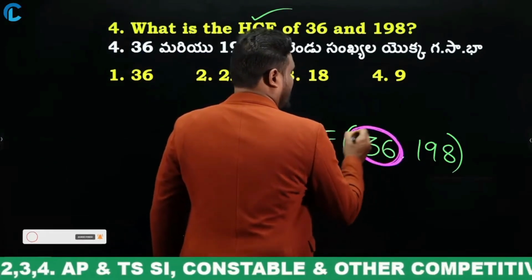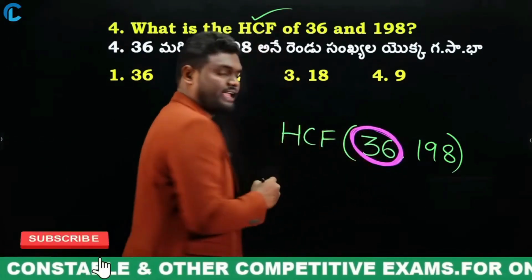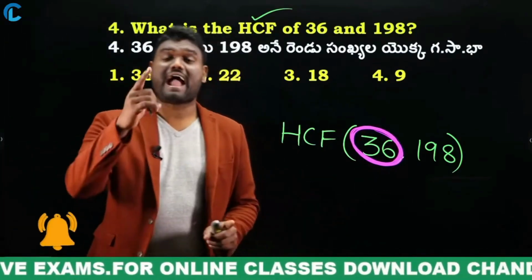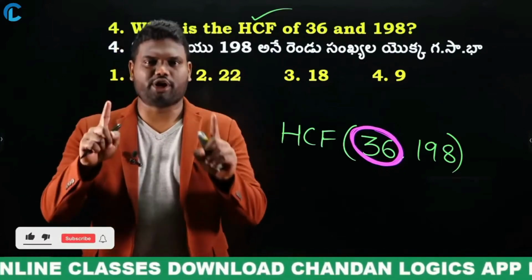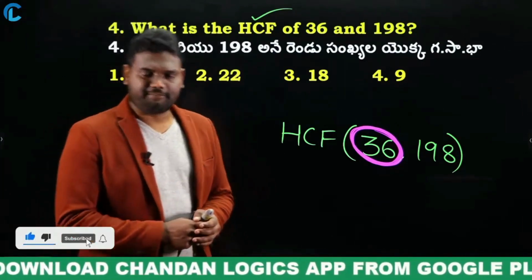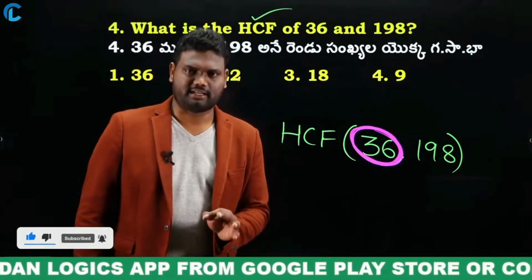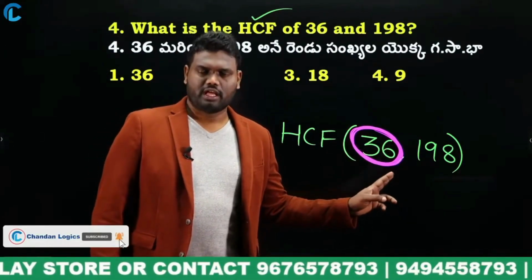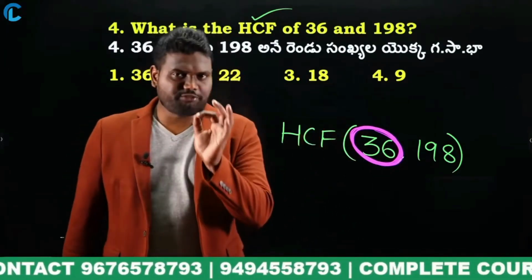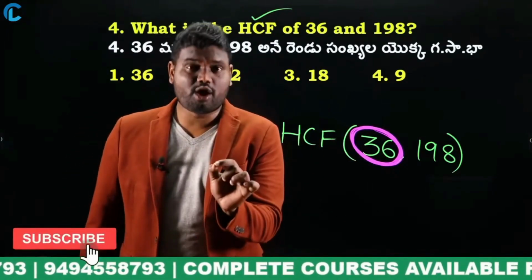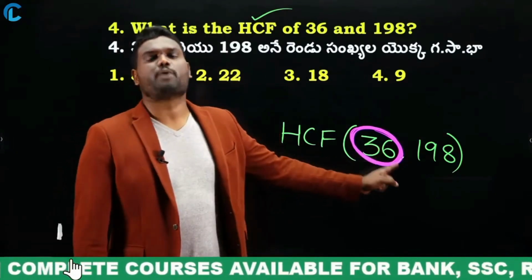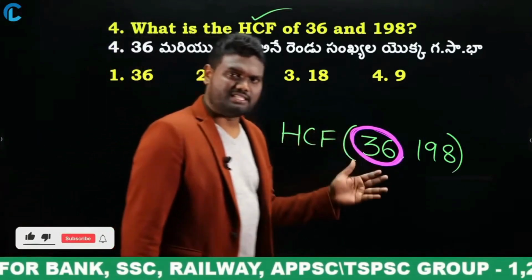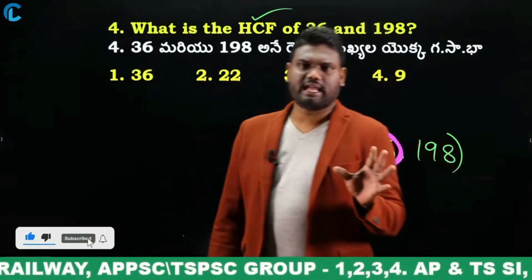Smallest number is 36. Now, HCF should be either 36 or factors of 36. Very important point you need to note. HCF is nothing but the highest common factor. While calculating HCF, try to know what is the smallest number. If you know the smallest number, HCF should be either the smallest number or factors of the smallest number. This is the straightforward point. Whatever point I told you with respect to LCM, the same point is there for HCF also.